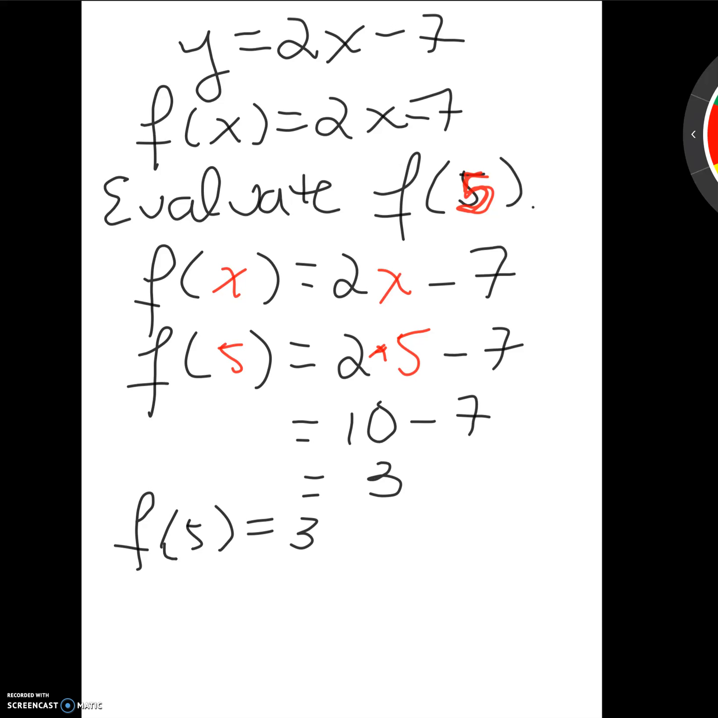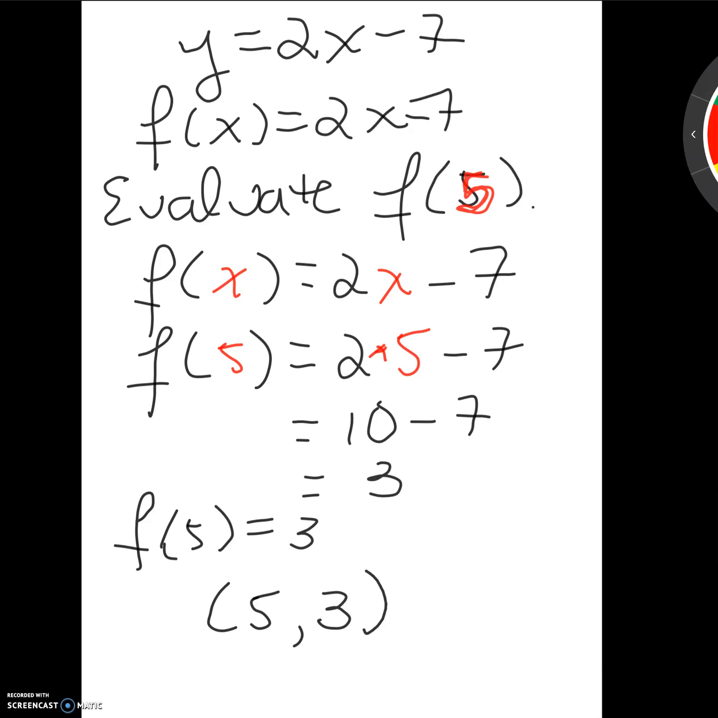That is telling us that when we have an x value of 5, so we input a 5 for x, we have an output value or a y value of 3. That's also giving us an ordered pair that's on this graph. So if we were to graph this line, the ordered pair 5, 3 would be one of those points on the line. Let's do one or two more examples of this.